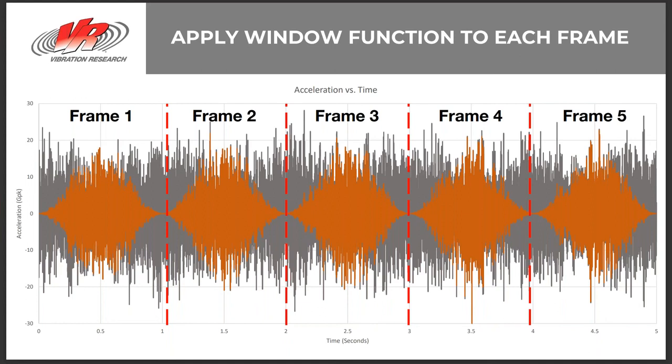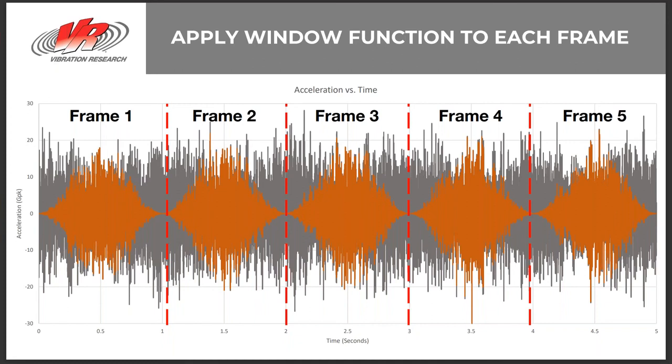In a perfect world, the real data would have a starting and ending point that are identical in every frame of data. This would minimize or eliminate any leakage. Because this is not the case, we have to minimize the leakage effects by utilizing a windowing function. So each window function has different characteristics that make them more suitable to certain applications.